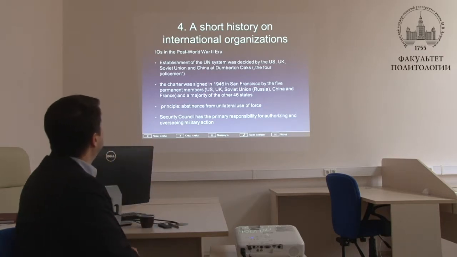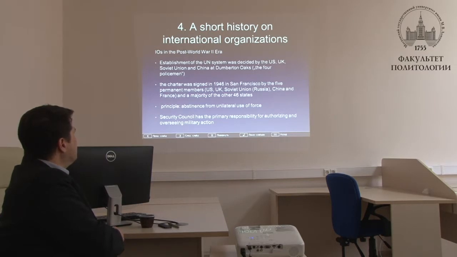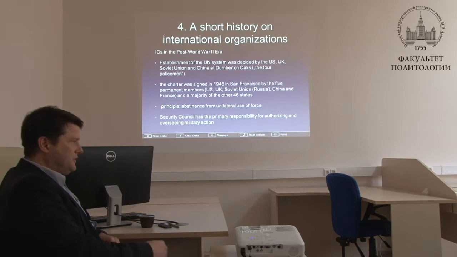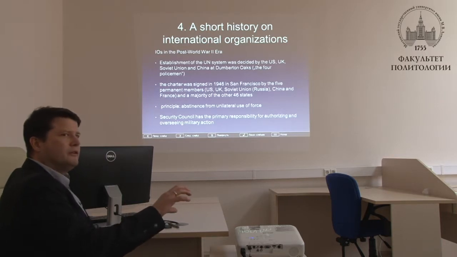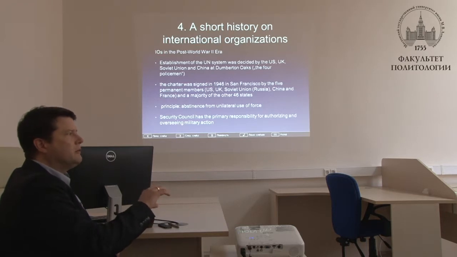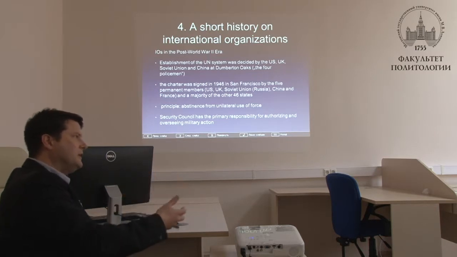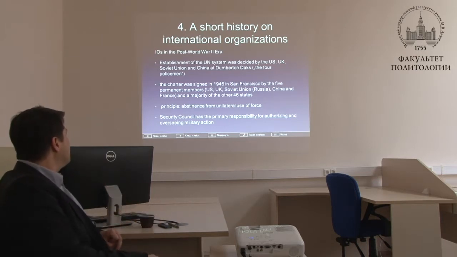Okay, then we come to the establishment of IOs in the post-World War II era. The establishment, in particular, of the United Nations system was decided by the US, the UK, the Soviet Union, and China at Dumbarton Oaks. Interestingly enough, these four have been seen not just as the winning countries of the Second World War, but also as the four policemen. So these four countries should decide whether military action is justified or not. This is the order of the United Nations that has been established right after the Second World War.